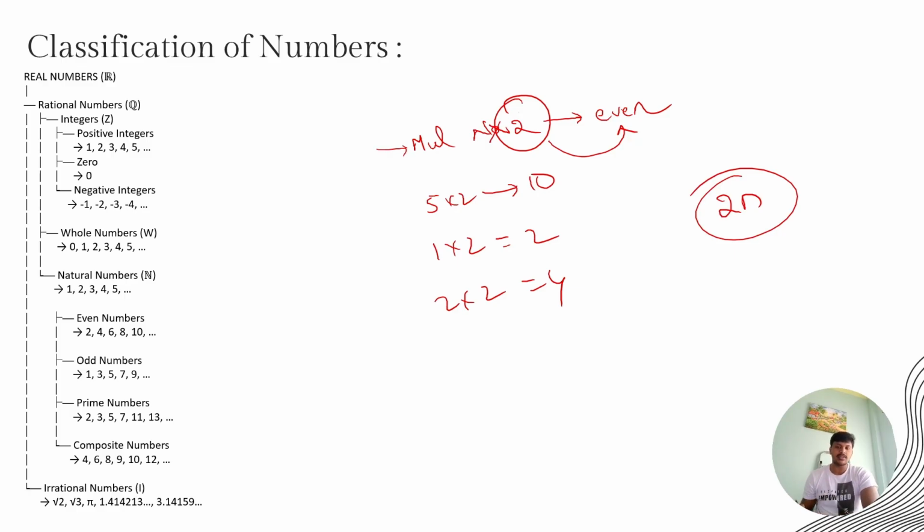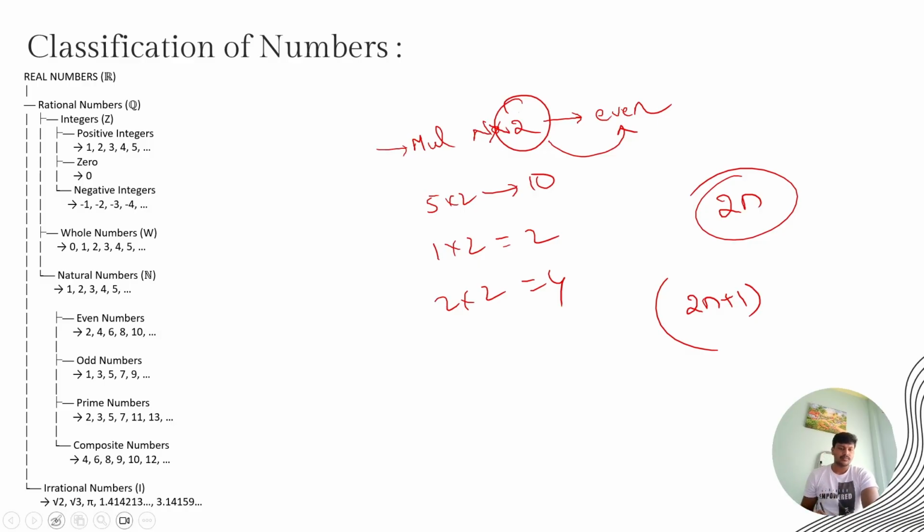Then how to get the odd number? Simply 2n plus 1. Let us take 1. 1 into 2, 2, plus 1, 3. Like that. So all the even numbers are going to be in the format of 2n. All the odd numbers are going to be in the form of 2n plus 1.